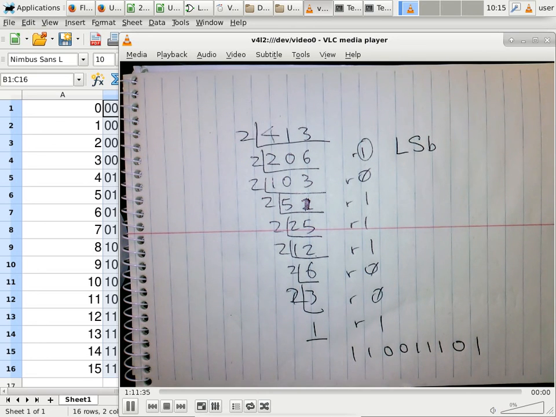All right. So given that is the binary representation of the value 413, what is the hexadecimal representation of that? You're going to spend the next 5 minutes doing this. No, okay, let's count.